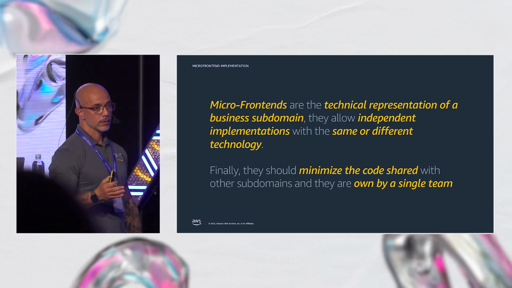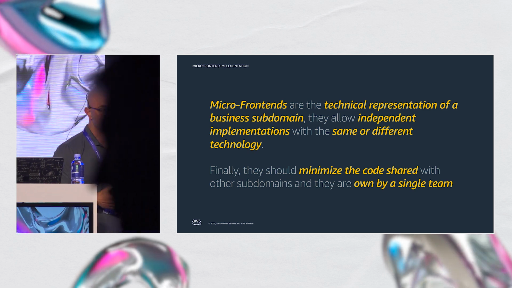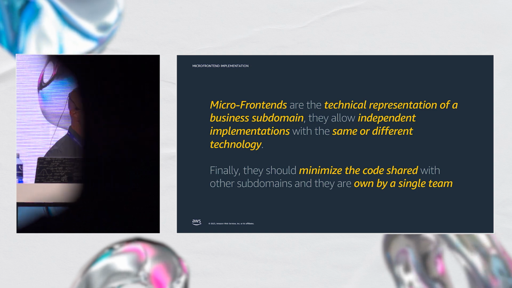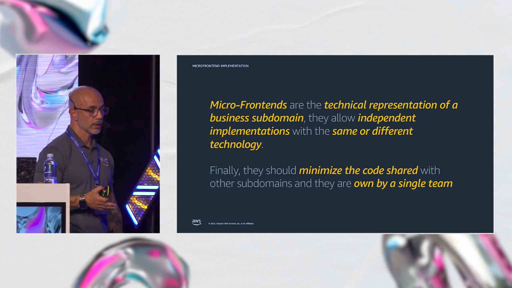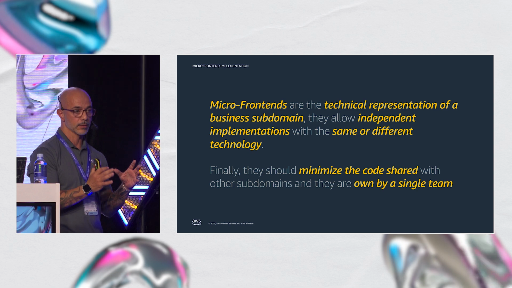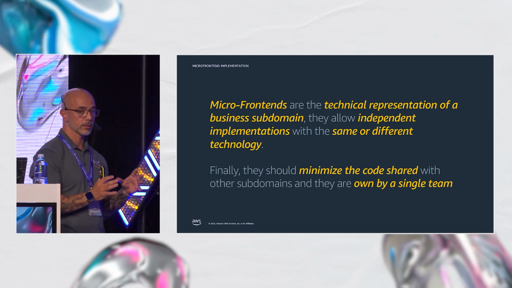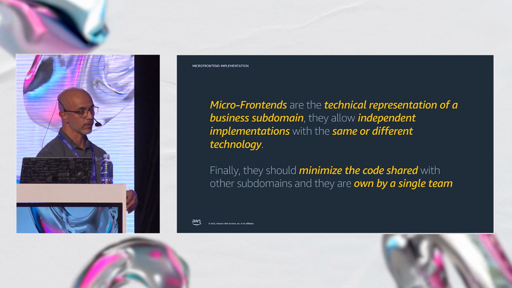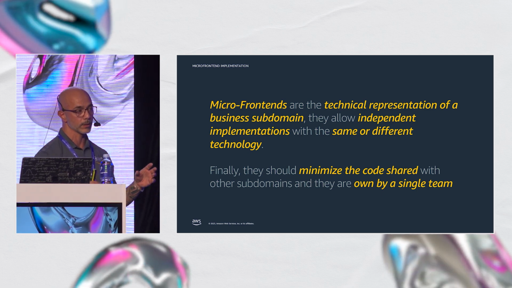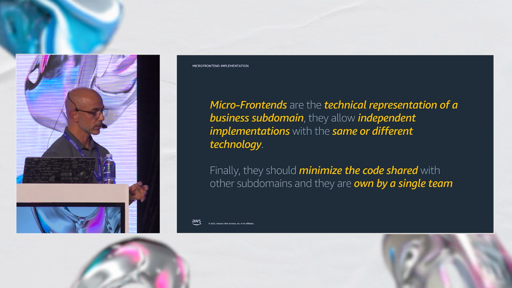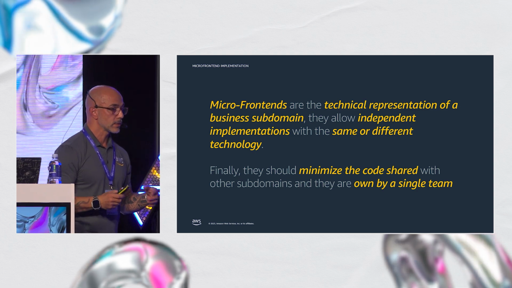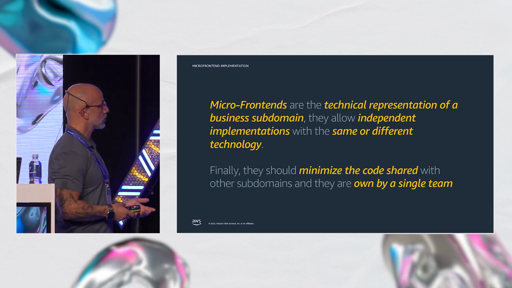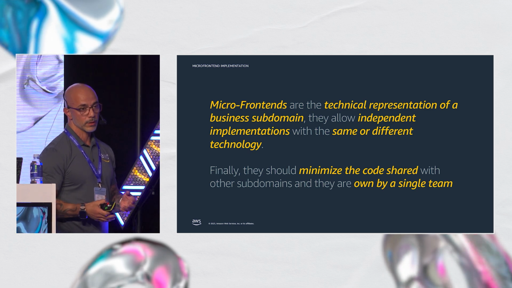So micro front-end is actually an architectural pattern, and it comes from the concept of a microservice. Microservice was an architectural pattern to segregate backend bounded context in order to allow multiple teams to work in parallel and develop multiple functionalities without being tightly bound together. And the concept now is similar, but for front-end. So micro front-ends is a technical representation of a business subdomain, also known as bounded context.